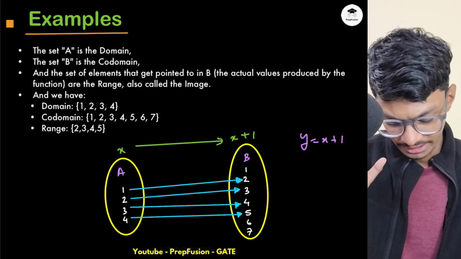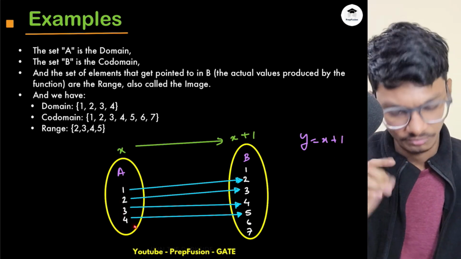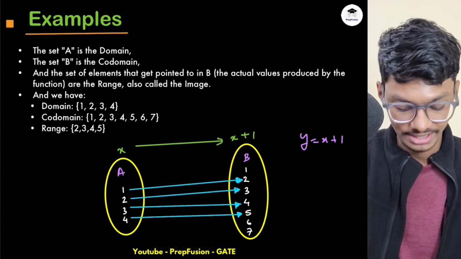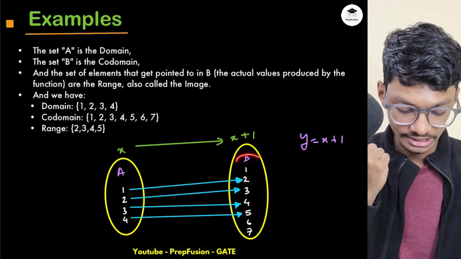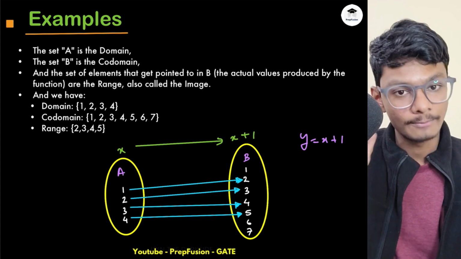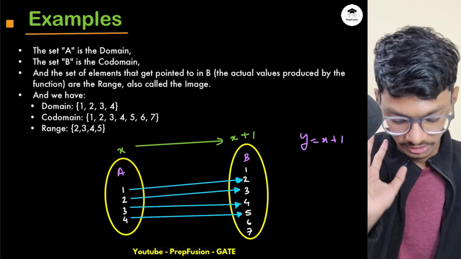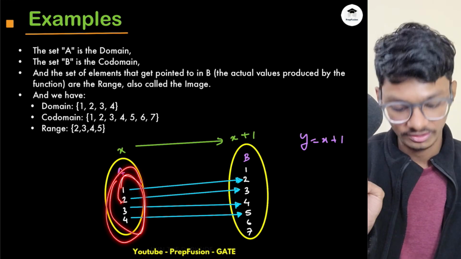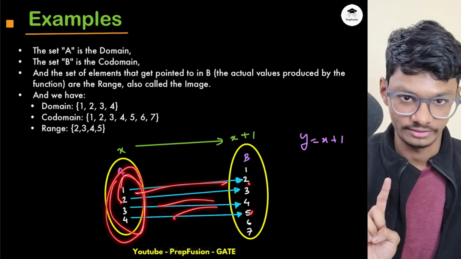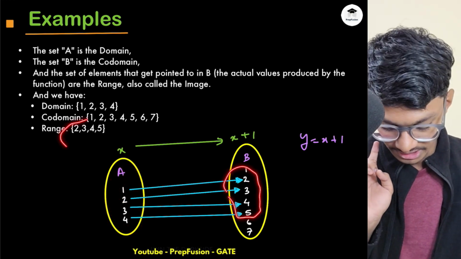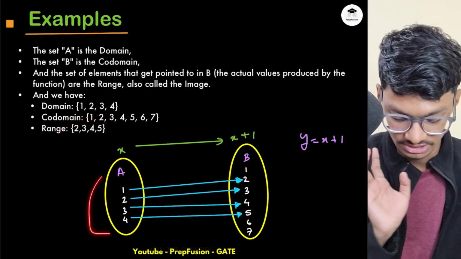X can be anything, right? Here I have defined my domain as 1 2 3 4, but x can also take x equals to 0 as well, and for that I can get 1 as well. But my domain is defined like this, 1 2 3 4. So for this particular domain what I am getting is 2 3 4 5. So these are my range, and this is my domain.